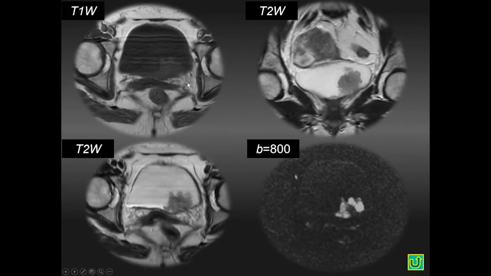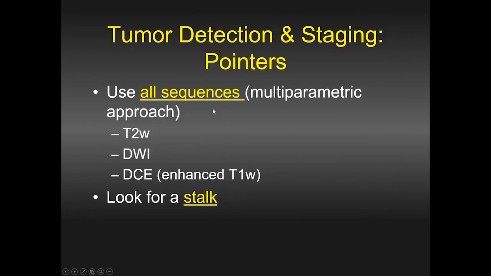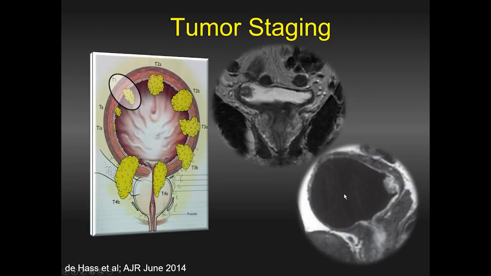Here is another example showing, again, the ability of all sequences to provide the information. You can see on T2 weighted sequence, there is a polypoid lesion arising from the left lateral bladder wall. Here is the ureteric orifice coming in, no dilatation. It surrounds the ureteric orifice but doesn't obstruct it. And on the diffusion, you can nicely see the outline of the lesion with the prominent stalk. Again, this indicates there is likely no muscle invasion, which was not seen in this particular instance. So use all the sequences and make sure you look for a stalk, which is considered to be a good sign. So let's look at some examples of the tumor staging.